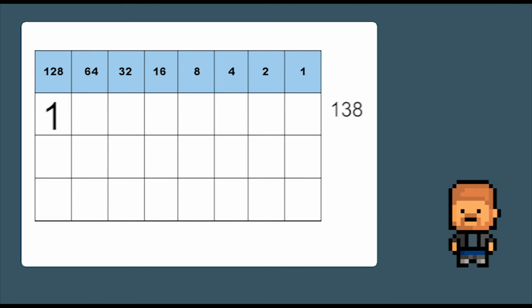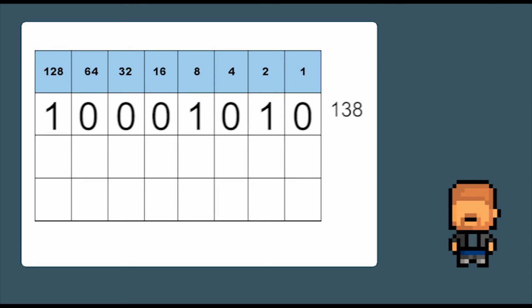We then move along to how many 64s there are in 10? 0. We then move along to how many 32s there are in 10? 0. We then move along to how many 16s there are in 10? 0. And we then move along to how many 8s there are in 10? There's 1. We then subtract 8 from 10, which gives us 2. We then move along to how many 4s there are in 2. There's 0. We then move along how many 2s there are in 2. There's 1. We now subtract the 2 and we have 0. We then move along to how many 1s there are in 0, and there are 0.